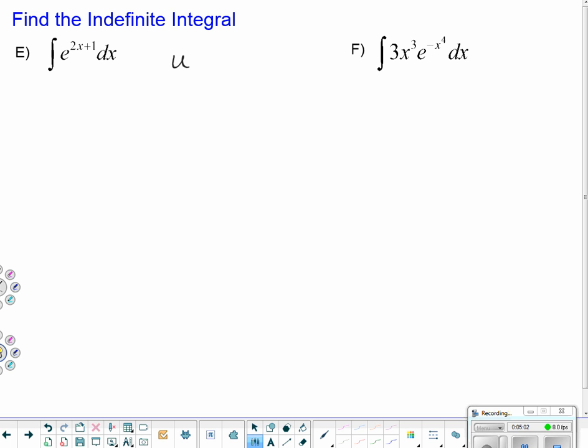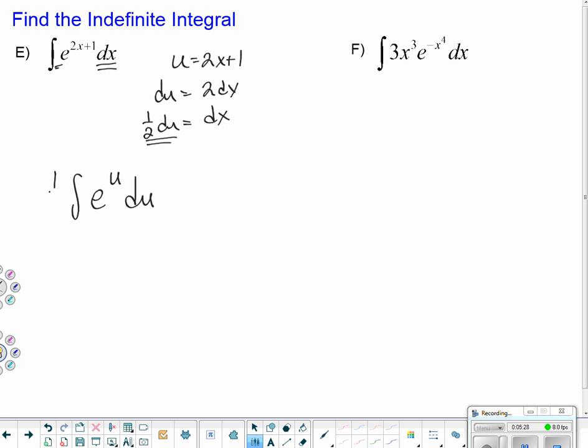So let's let our u equal 2x plus 1. Then du is equal to 2 dx, but we don't have a 2, so we need to adjust and call this a 1/2 du equivalent to the dx. Let's rewrite this then. We've got an integral of e to the u du. Except for the dx, I didn't quite do that right because there's a 1/2, isn't there? 1/2 du is the substitution for dx.